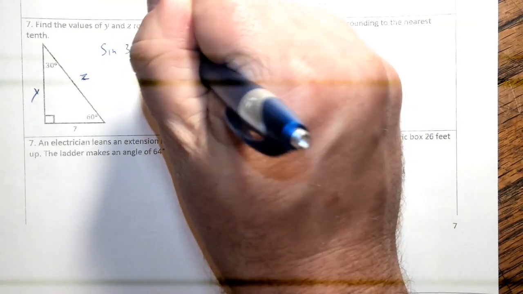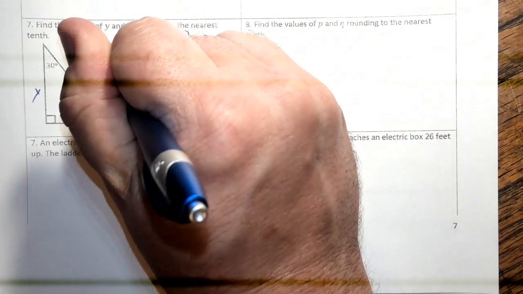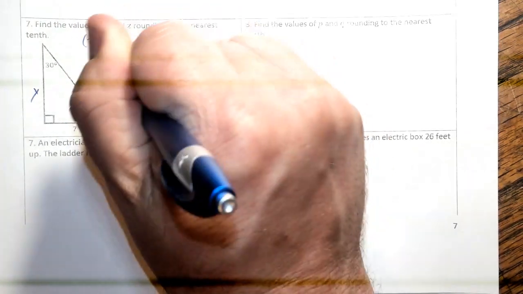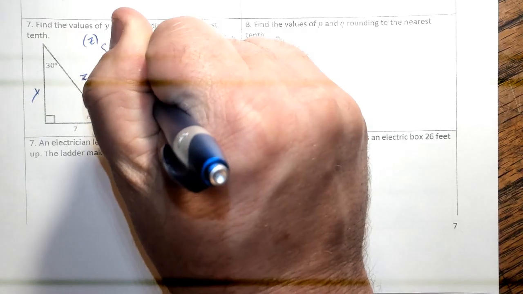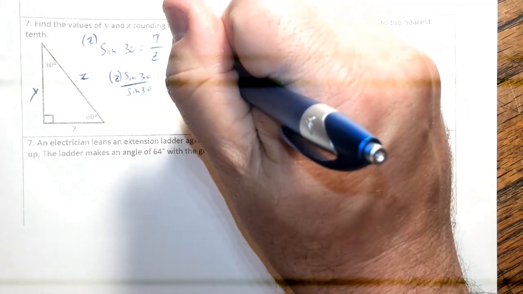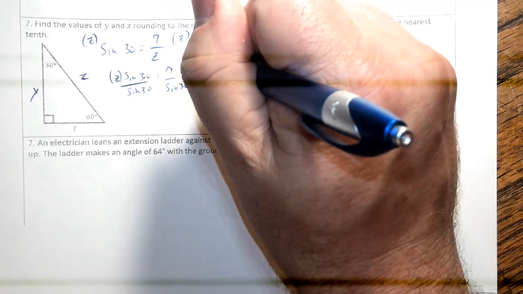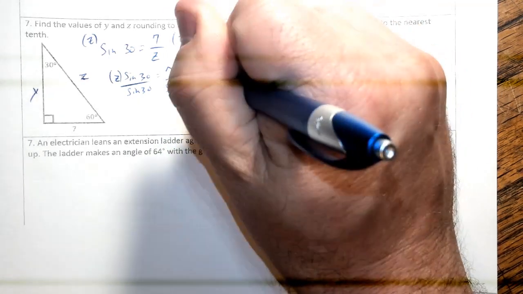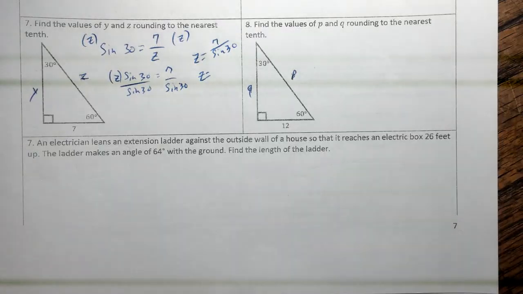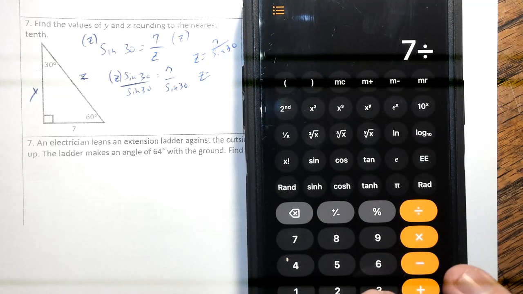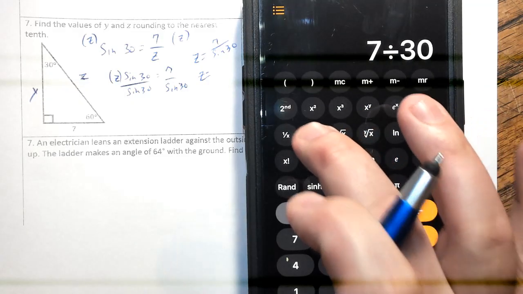All right, so we're going to multiply Z by both sides. So we got Z times sine 30 equals 7. Divide sine 30 by both sides. So we're over here with Z equals 7 divided by sine 30. Okay. 7 divided by sine 30.